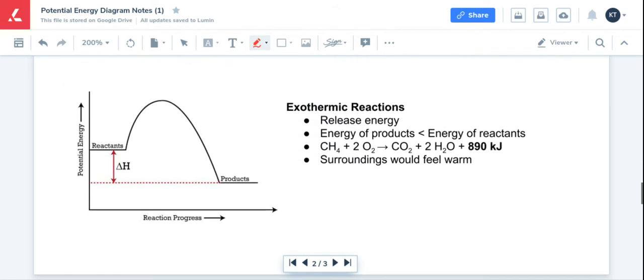An exothermic reaction, where the products have less energy than the reactants, means there's been a release of energy overall. And notice that our energy value is a product here. Our energy value is a product because it's being released. And if it's being released, the surroundings would feel warm.